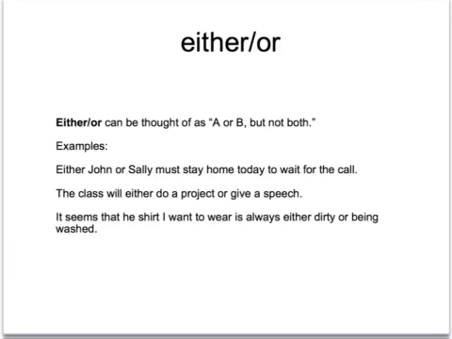Here also, either can be pronounced either or either, and either or is the exact opposite of neither nor. In this case, you're saying A or B, but not both of them. Here are some examples. Either John or Sally must stay home today to wait for the call. John and Sally, two proper nouns, so they're of equal value, but only one of them is going to stay home. Sally will stay or John will stay, but not both of them.